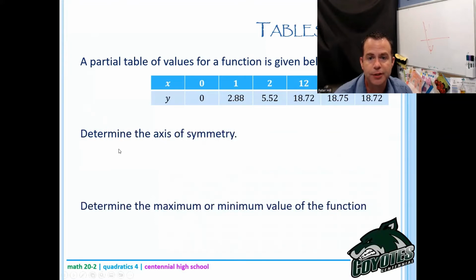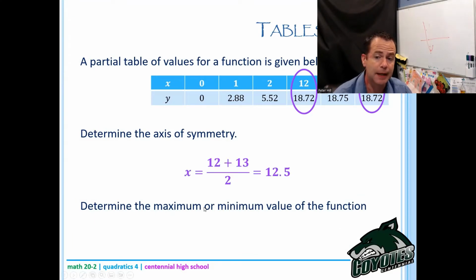So first question, determine the axis of symmetry. Well, again, I would be looking for 2 spots where my y value is the same. I see that with the 18.72. So I want to take the average of those 2 spots, 12 plus 13, divided by 2, that's going to give me 12.5.